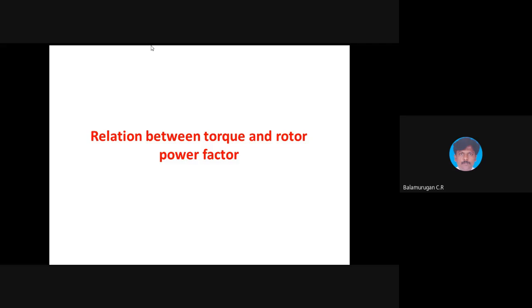Slip will not come into the picture. When N is equal to 0, the slip will be at the maximum value. So during the starting condition or standstill condition, the torque equation will not have the slip value. Okay. During the running condition, we'll have the slip value. So we'll discuss one by one.